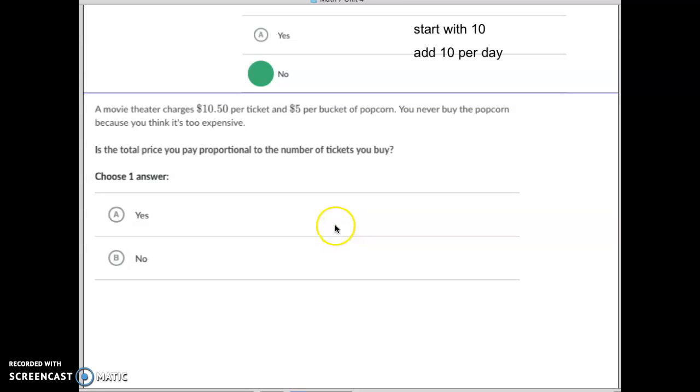And that I should have on there somewhere. Yeah, if you don't go to the movie, if you don't buy a ticket, you're not going to pay anything. But then for every ticket you buy, you're going to add $10.50 per ticket. So it adds the same amount every time, and you start at 0. So yes, this one is proportional. So we like that one, okay? Let's see if we can find another one that's proportional.